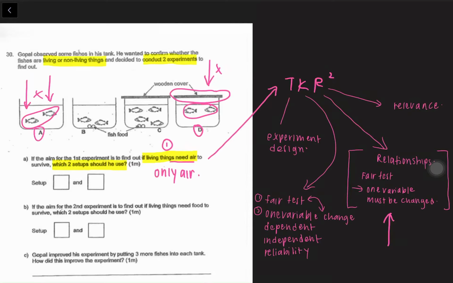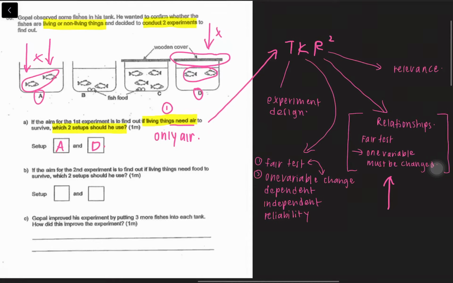So let's take a look at A and D. What is one thing that is being changed? Air. The number of fishes is the same. There is no fish food. So these two experiments are the same, except for this single variable. So we know that that is the answer, A and D.